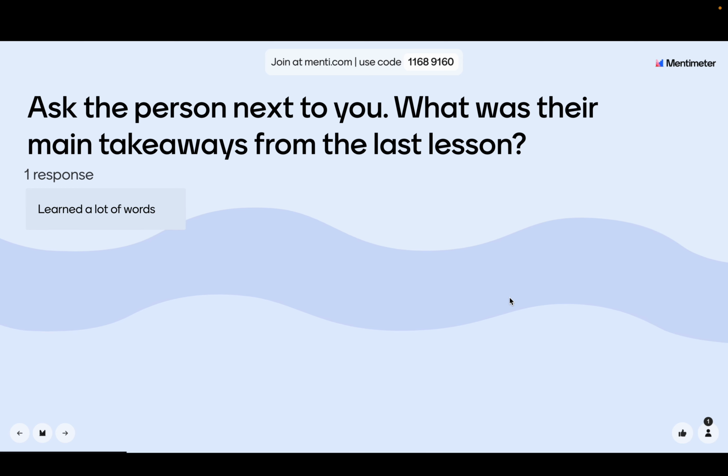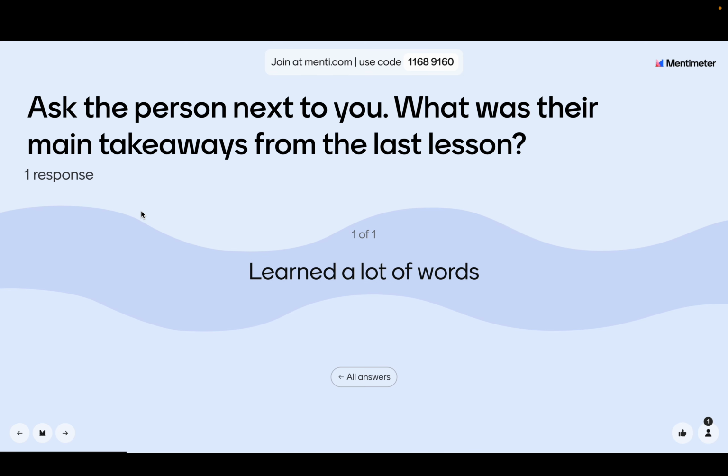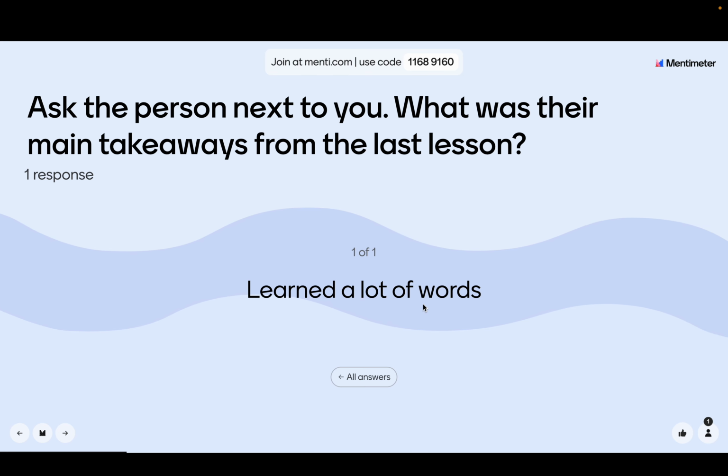So they are going to have a quick conversation with their peers, and they will be writing. When students join, there will be a writing text box, so they can write, and it will be shown here. As you can see, I joined as a student, and just learned a lot of words.